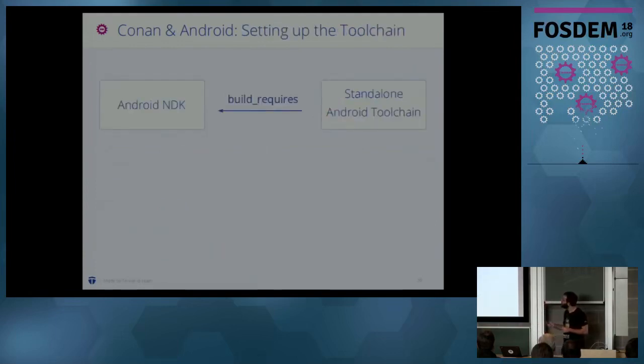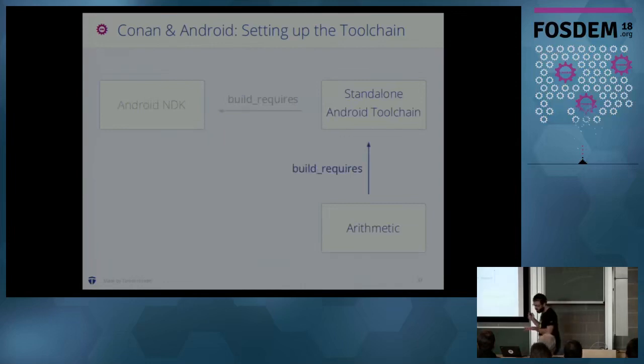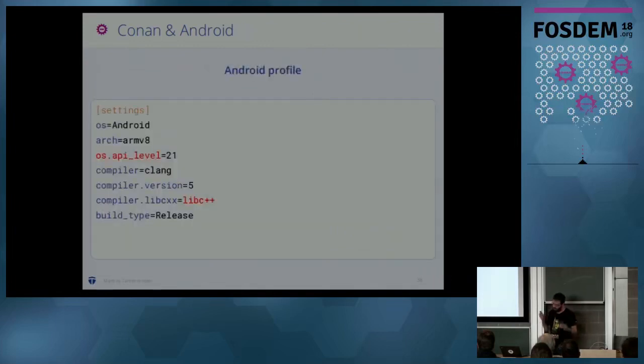So what we'll do, we'll build a standalone toolchain that has a build requirement on the NDK, and then we will throw away the NDK and only use this toolchain, and here the application will also have a build requirement on the toolchain. So before showing you the recipes, there's our Android profile.